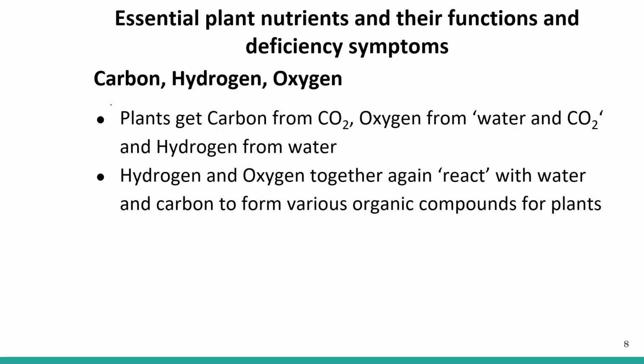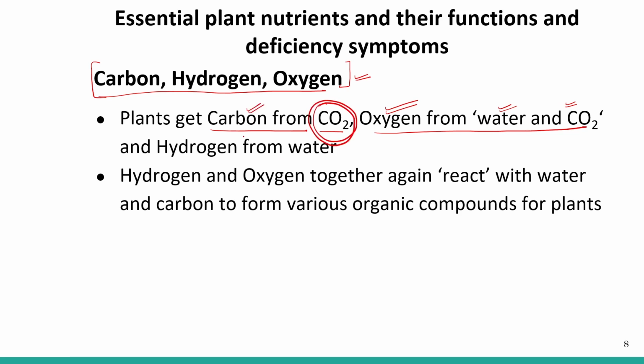The three very important elements that constitute 90 to 95% of the plant are carbon, hydrogen and oxygen. The plant gets carbon from carbon dioxide, and oxygen from water and carbon dioxide both. And hydrogen it gets from water. So what is the source of oxygen for them? The source of oxygen is both water as well as carbon dioxide.